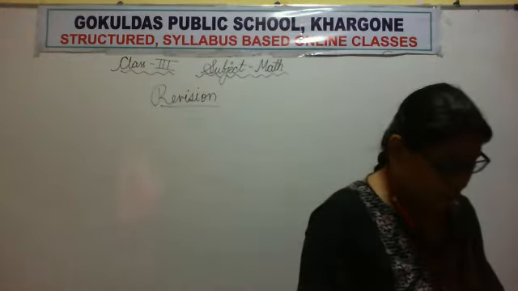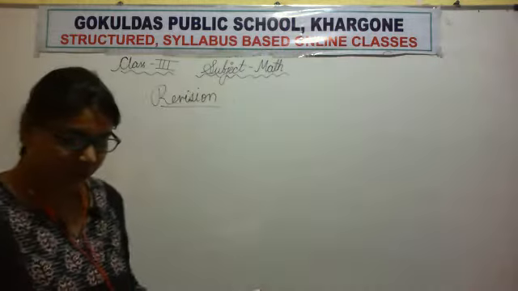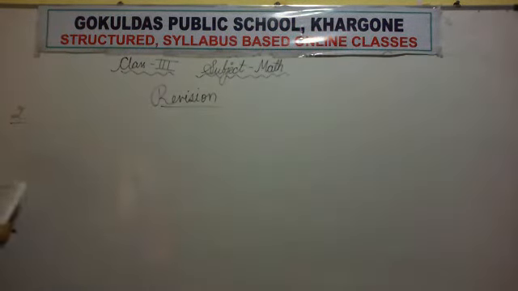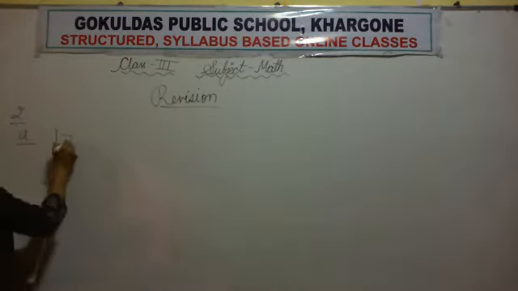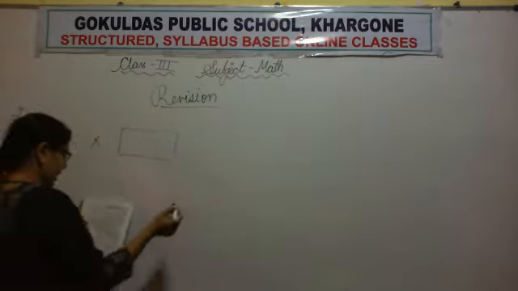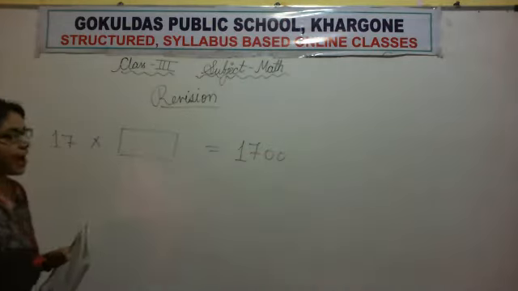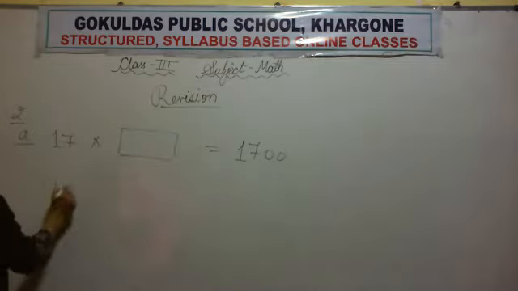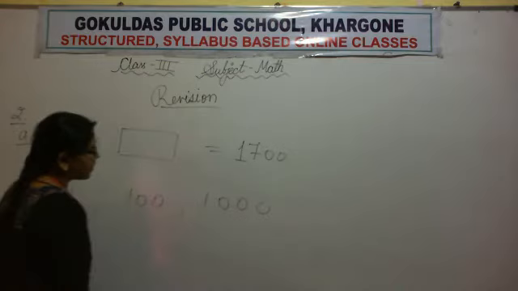So question number 2 is: complete the following sums by filling in the blank boxes. Once again we need to fill the blank boxes. So let's see question number 2, part A. 17 into blank box is equals to 1700. Remember, class, when we learned multiply by 10, multiply by 100 or multiply by 1000.